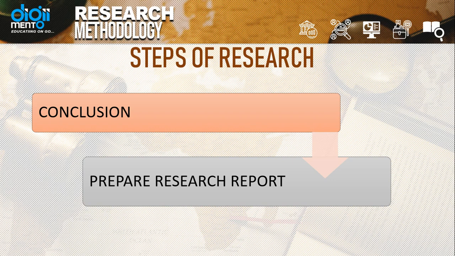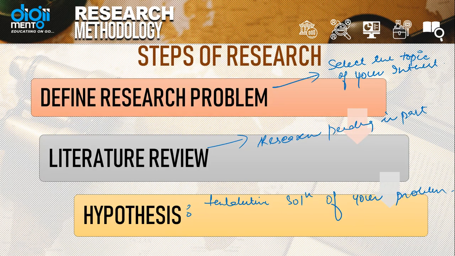Okay, so most of the time questions come from this area. The question is, they give you these steps in a jumbled order, and they will ask you to write down the proper order of the steps of research. Okay, so just remember all the steps one by one and their functionality. Okay.